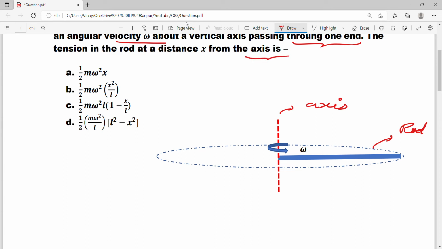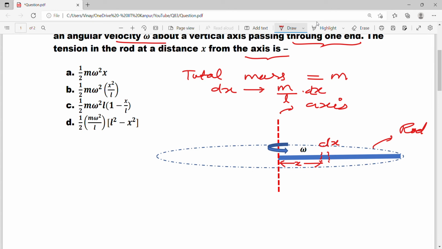From the axis, let's take a strip of dx. This would be x, and this strip is dx. If the total mass of the rod is m, then what would be the mass of dx? You are going to assume linear mass density, so it is M upon L into dx. This is going to be the mass of dx length, and let's call it dm.